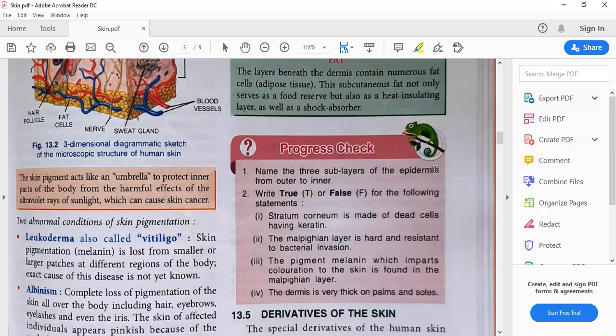Now there is a disease, leukoderma, also called vitiligo. From some parts of your body, melanin is lost. Did you ever see such people? Those who have vitiligo, whose skin is a little different. So this is like, wait a minute, I'll just show you.